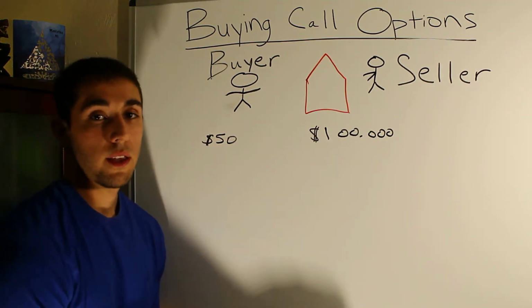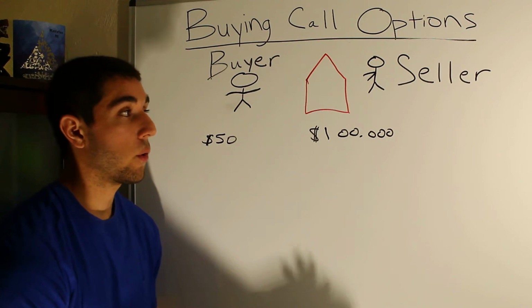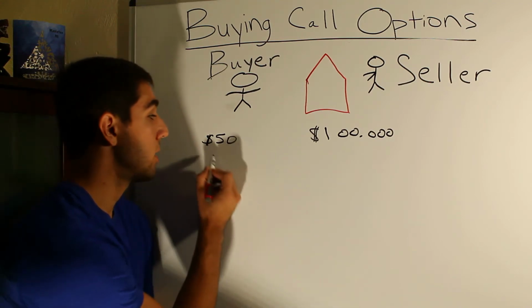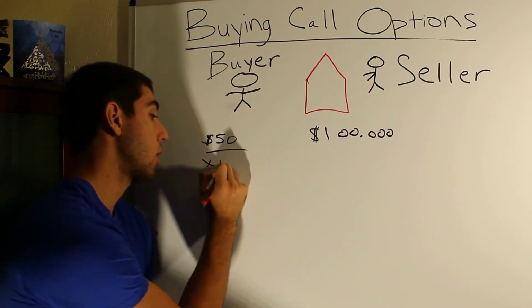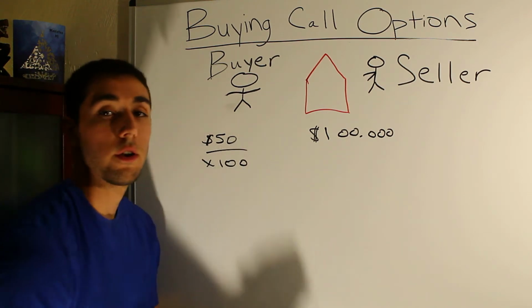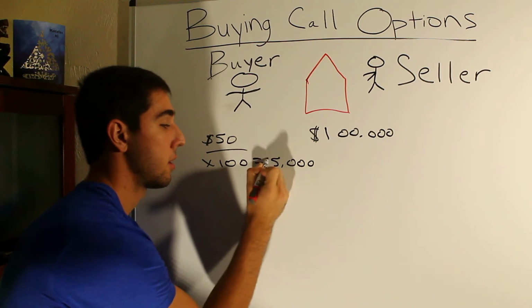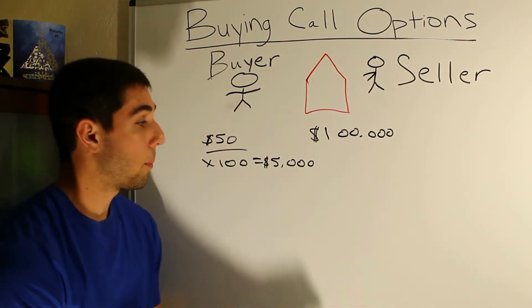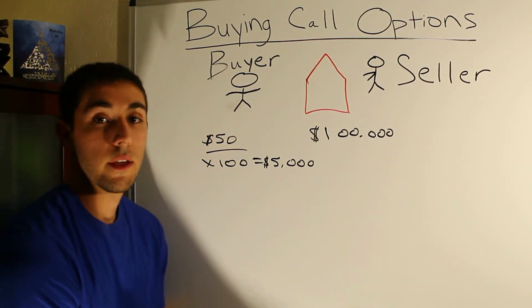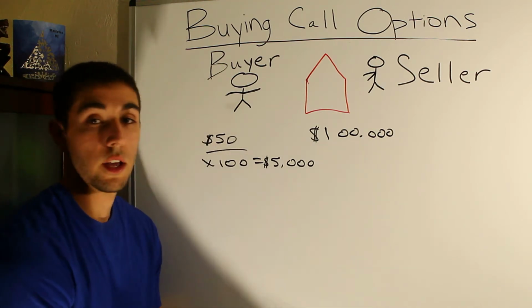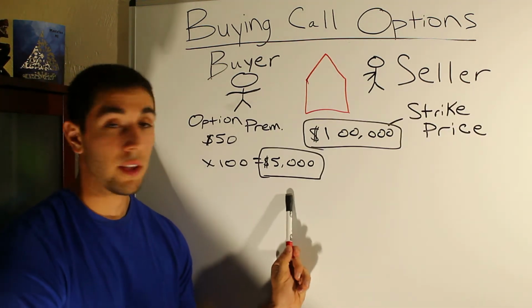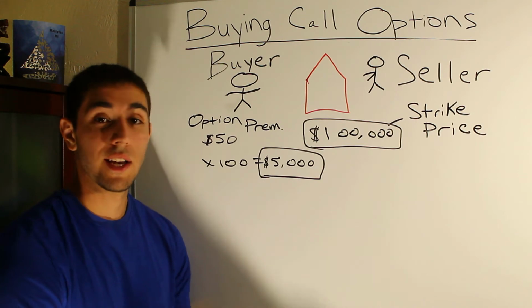Now you can't do this with anything because you need a contract. In order to do this with a contract, you need to multiply this premium price by 100. There's always 100 shares in a contract, and that's going to give us $5,000. So that means that you're going to pay the owner $5,000 because you think that this price is going to go up.